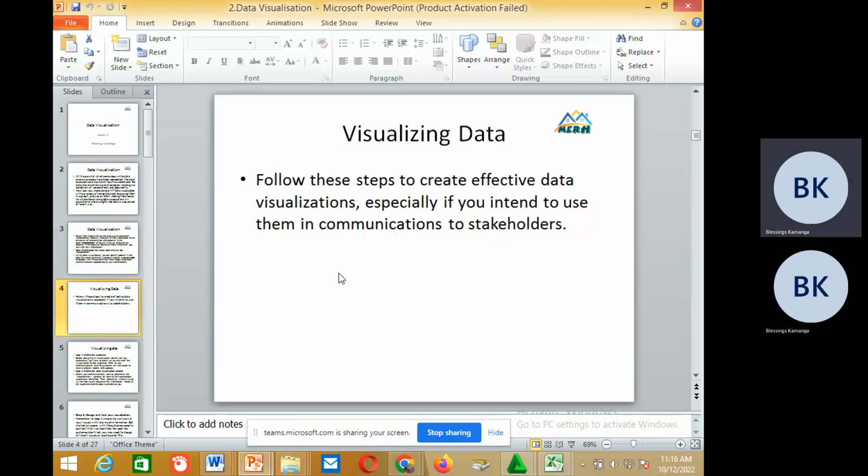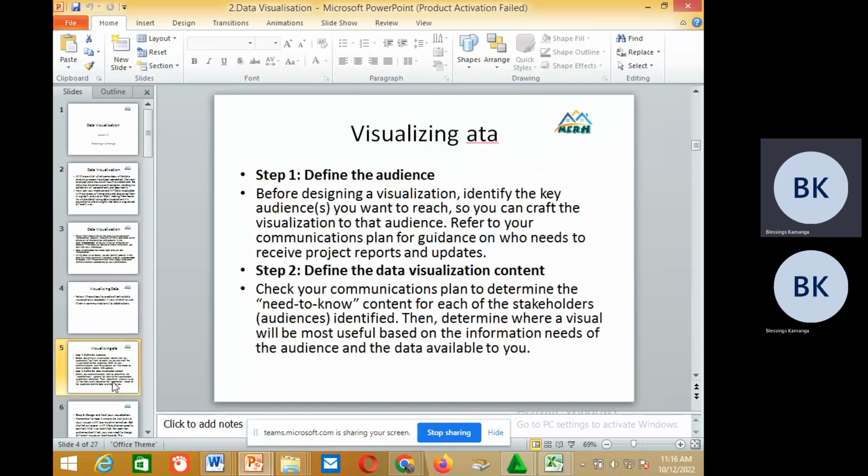And then always understand that you have to follow steps to create effective data visualization, especially if you tend to use them in communications to stakeholders. Like in all aspects concerning data, you should always tailor the data, or the data visualizations or interpretations, to the audience that is being given the data. Some audiences are more technical, or have high expertise, so you are able to use technical jargon, or some are not. So you should be able to condense the information.